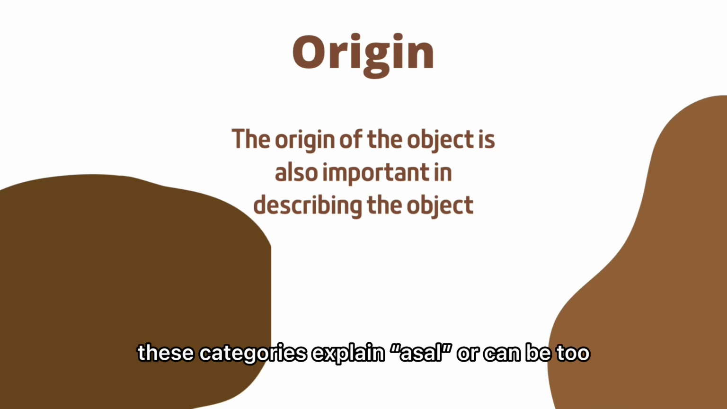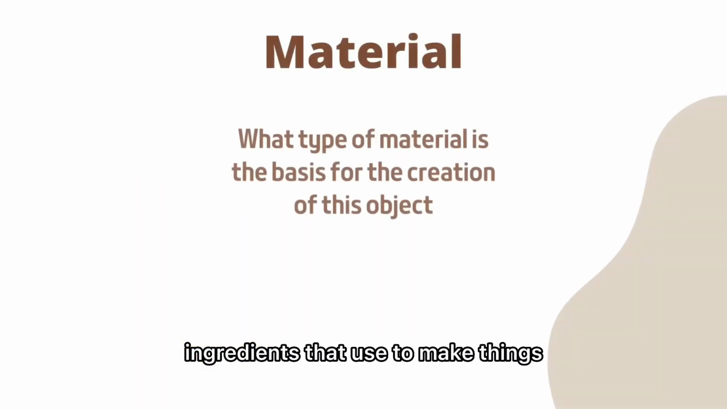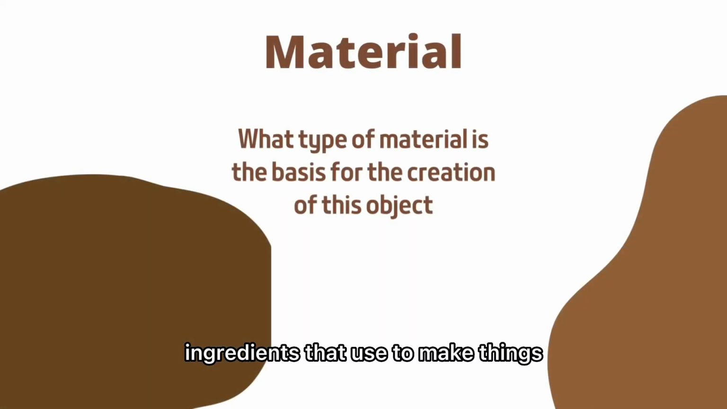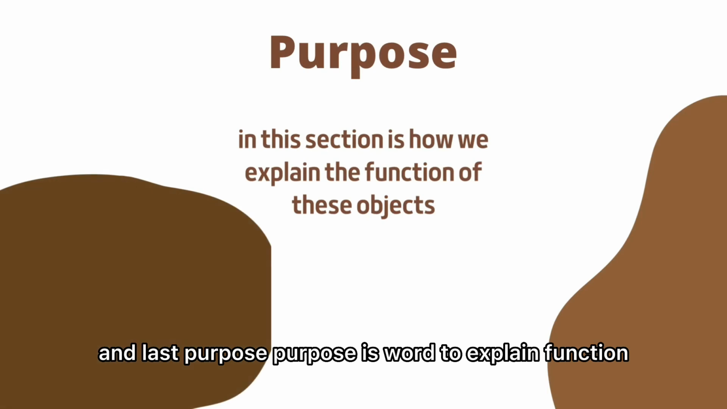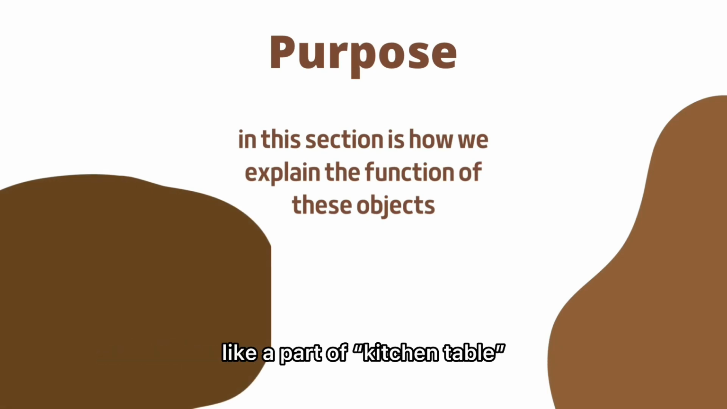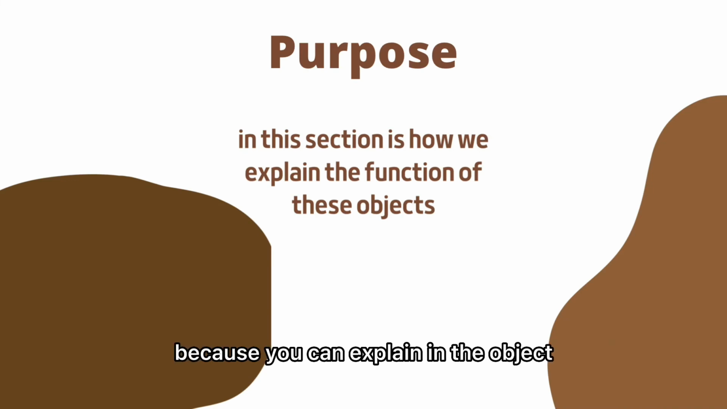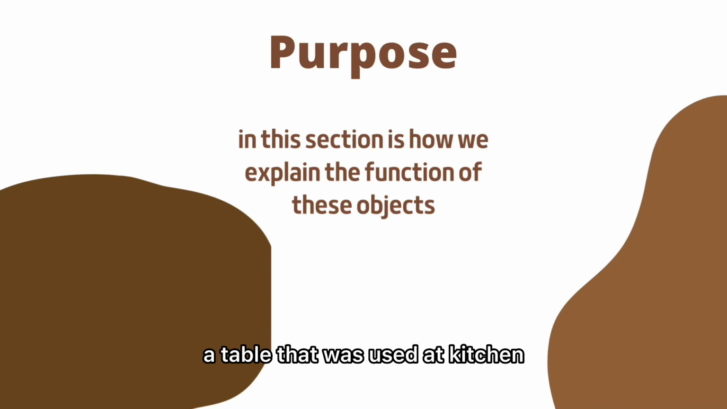O and M are for origin and material. These categories explain asal, or the ingredients used to make things. Examples of material are paper, silk, and wood. And last, purpose. Purpose is a word to explain function, like in kitchen table. The purpose is kitchen because it explains that the table is used in the kitchen.